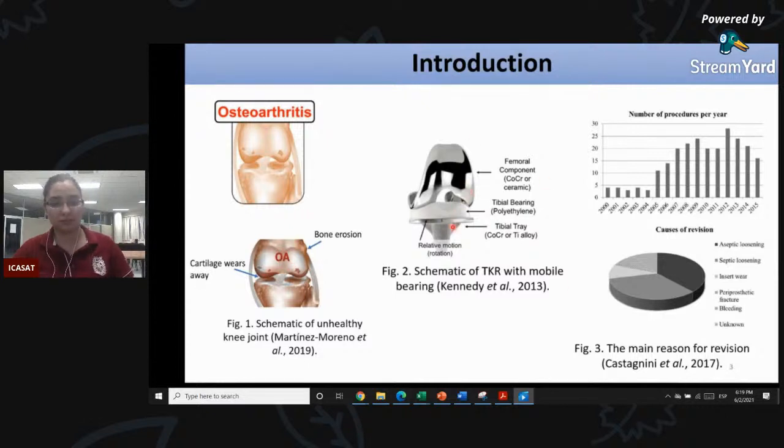And the second is this image. This is the total knee replacement. This is a solution for osteoarthritis, and the lifetime of this material is 10 to 50 years. The principal components of the material are the femoral component, the tibial bearing, and the tibial tray.